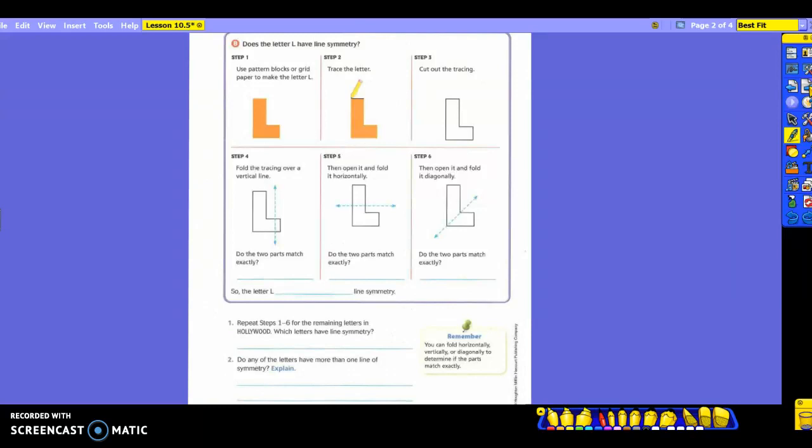Now we're going to talk about the letter L. Does the letter L have line symmetry? No. Right, you're going to use your pattern blocks again to make the letter L. What are they using this time? Squares. Get it made, please. All right, so you've made an L with your pattern block squares. We're going to trace the letter again on here. They started it for you already. Go ahead and trace all the way around it, making those horizontal and vertical lines.